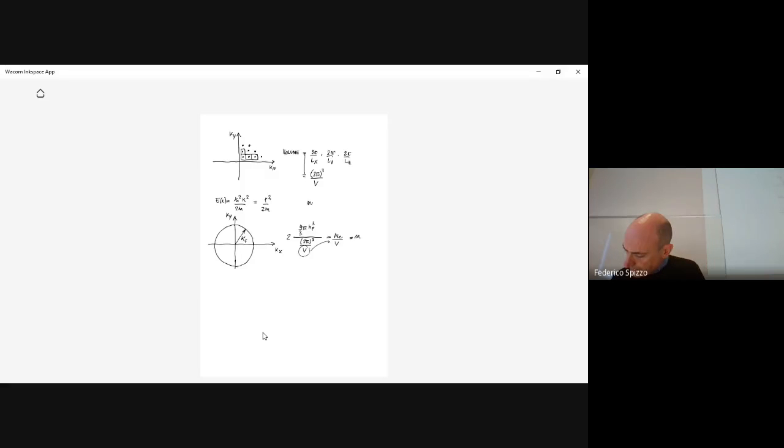So we have 8 divided by 3 pi, Kf to the power of 3, divided by 8 pi to the power of 3, that is equal to the electronic density. We may simplify 8 and pi, and what we have is that Kf to the power of 3 is 3 pi squared times the electronic density. So at this point we know the size of the sphere.